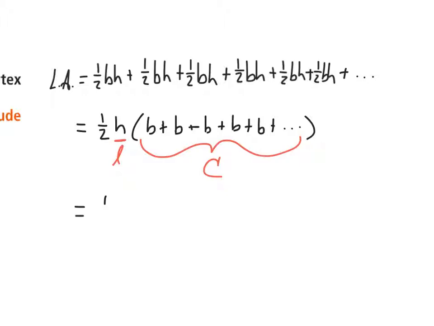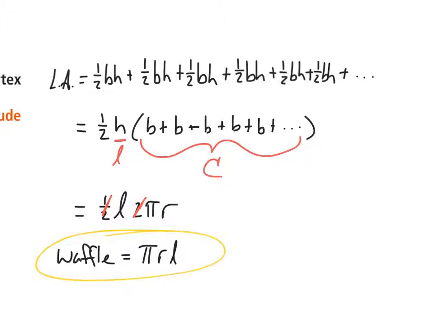And so our equation now becomes 1/2 L times 2 pi r. Slant height is the height of our triangles, and circumference is all of those bases added together. Well, what is 1/2 times 2? 1. That cancels away. And so our lateral area, which I am calling the waffle, is pi r L. That's how you find the lateral area of a cone.